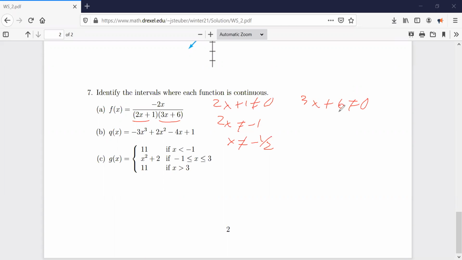And if I want to do this same basic thing here, I can divide both sides by 3. I get x plus 2 cannot be equal to 0, and x cannot be equal to -2. And the answer is those two. So these are the two discontinuities, but that's actually not what the question is asking. It wants me to find the intervals where this is continuous. So how am I going to change this information to the intervals where this is continuous?